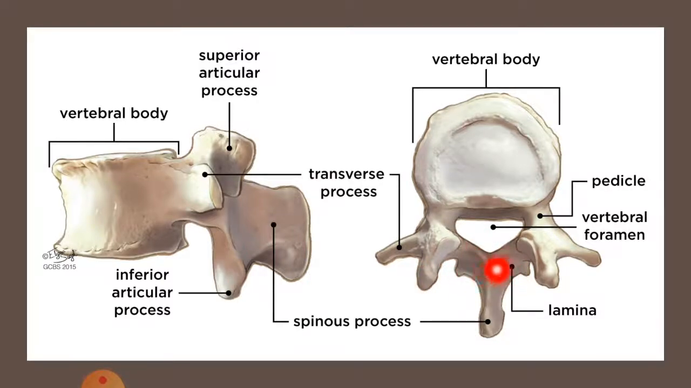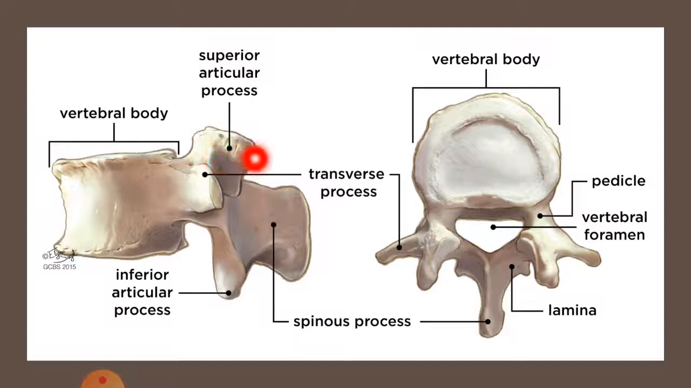When the two laminae join together, there is another process arising from that point, and we call it the spinous process. If we look at the features of the vertebra from the side, once again you can appreciate the vertebral body. You can also appreciate the transverse process arising from the point where the pedicle meets the lamina. The spinous process, which you can feel through the skin along the length of your spine, is where the two laminae join.